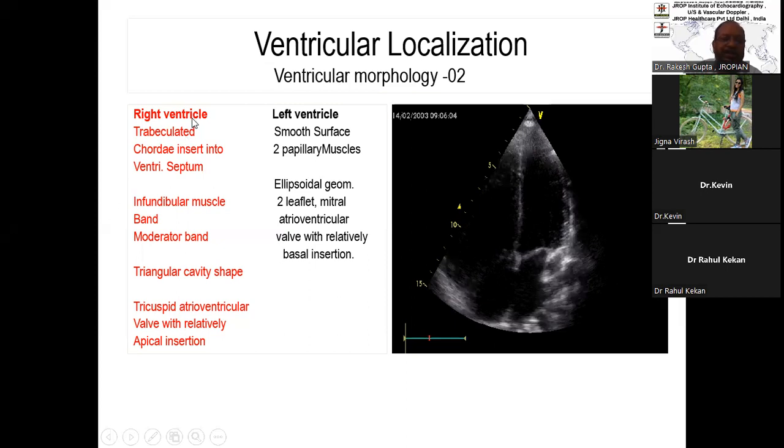So that's exactly what is said on the slide: the RV has trabeculated chordae inserted into the ventricular septum, infundibular muscle or moderator band, which is seen over here, a triangular cavity, and the tricuspid valve has a relatively apical insertion as compared to the mitral valve. On the contrary, the left ventricle has a smooth surface, two papillary muscles, which you often see in the lateral and intermedial position, an ellipsoid geometry, and the mitral valve is relatively placed with a basal or superior insertion.